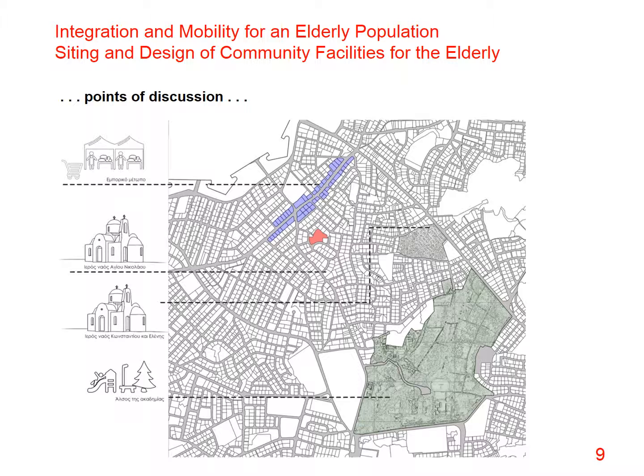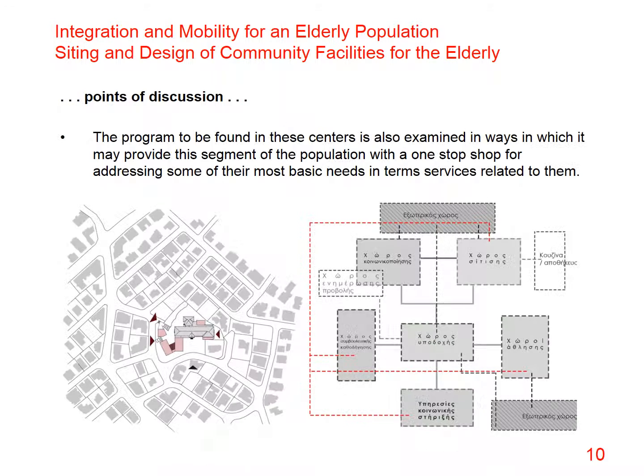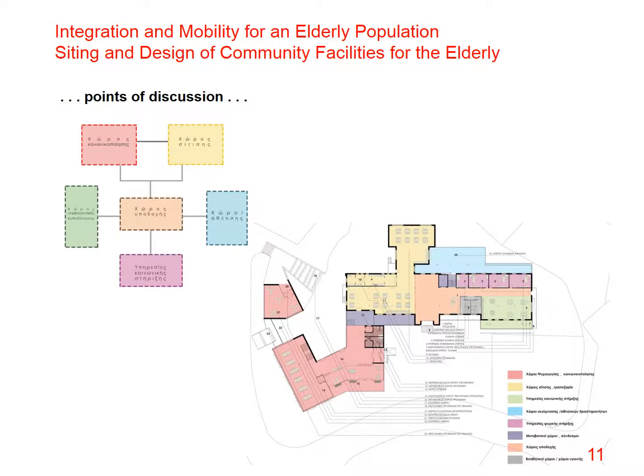In this next slide, within this catchment area, we see other possible infrastructures such as markets, churches, community centers, or parks. The program to define these centers is also examining ways in which it may provide this segment of the population with a one-stop shop for addressing some of their most basic needs in terms of services related to them. So when programming for the center, all these services may be accounted for, and they may be provided in this center serving the elderly. In this next slide, we see how these observations may be transformed from diagrams into architectural plans.